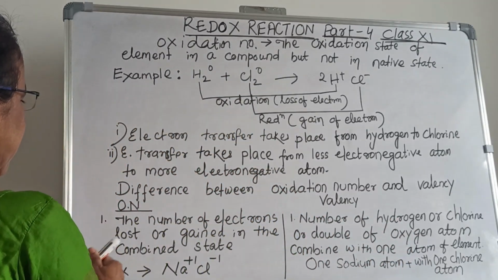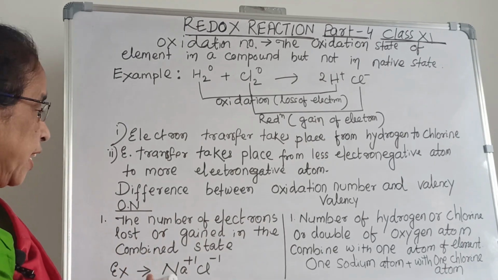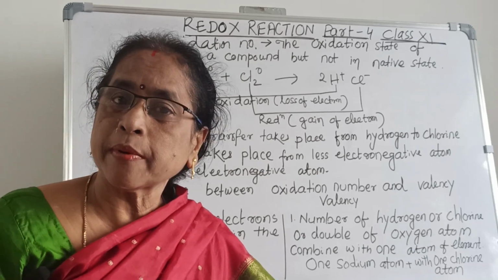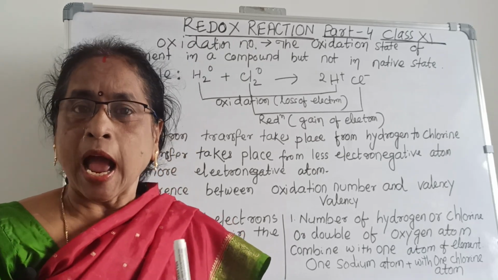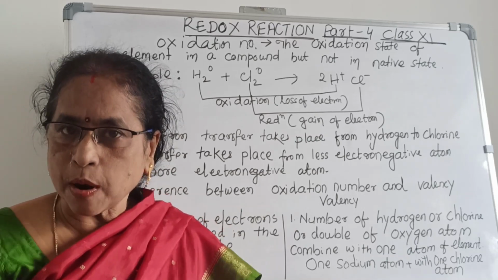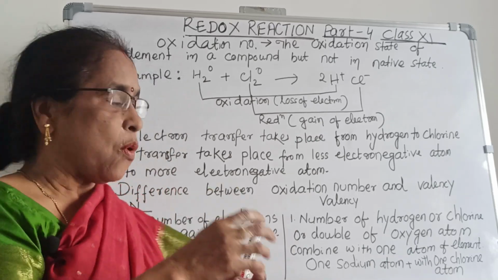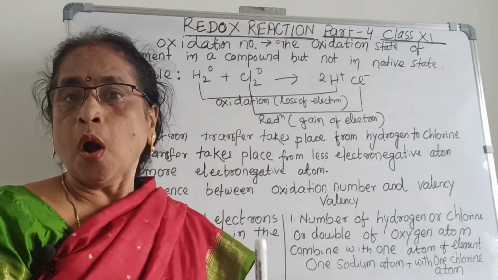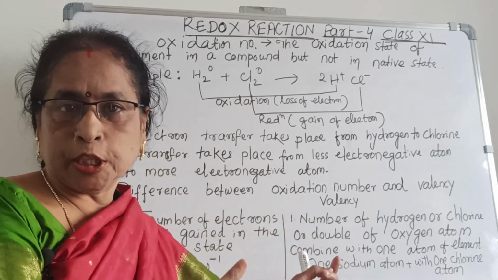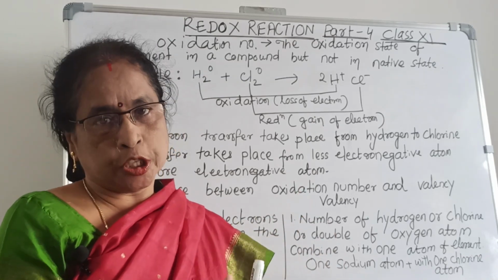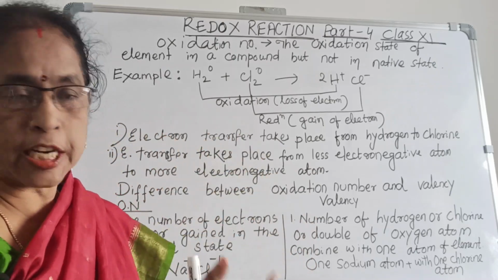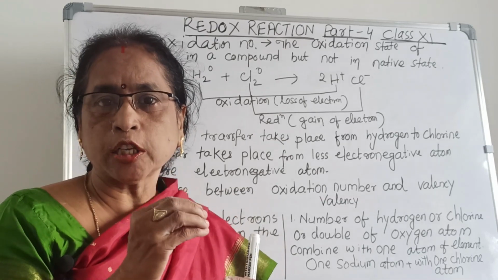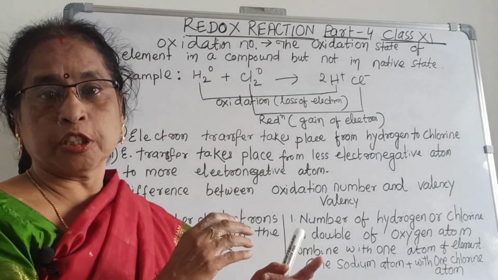Now the first point: the number of electrons lost or gained in the combined state. What is the combined state? That means in the form of a compound: when the reaction proceeds, the result is that a compound is formed. In the compound state, loss or gain of electrons takes place, and what charge do you get, either positive or negative? Positive means oxidation takes place, so the oxidation state is positive, and negative means gain of electrons takes place, so the oxidation state is negative.